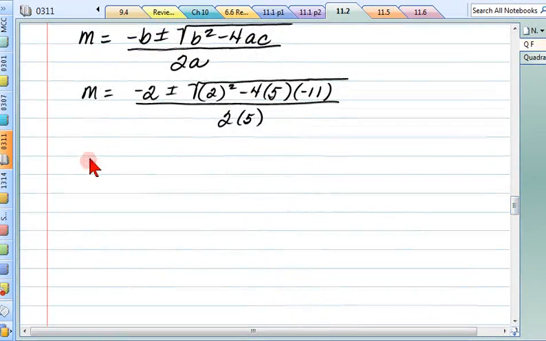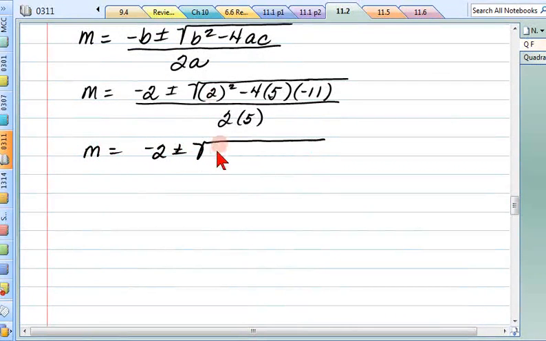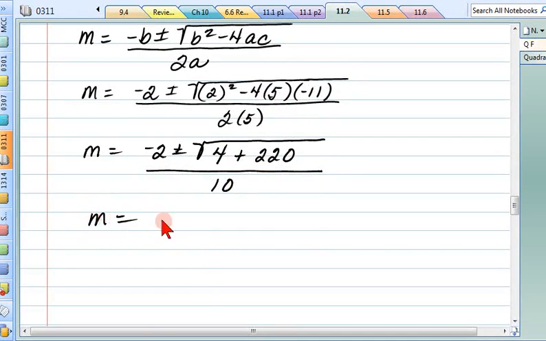All right, that's going to give me m is equal to negative 2 plus or minus the square root of 2 squared is 4. Now this time I have a negative times a positive times a negative. Because there are two negative factors, did you have it as positive? So that's going to be negative 20 when you multiply the first, and then negative 20 times negative 11 is positive 220. And that's over 10. So I have m is equal to negative 2 plus or minus the square root of 224 over 10.